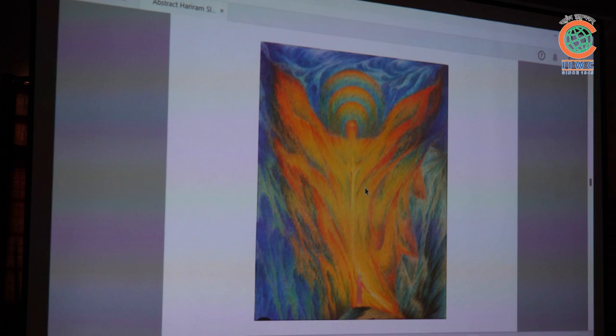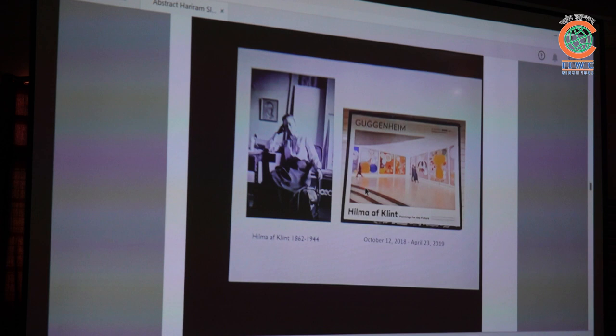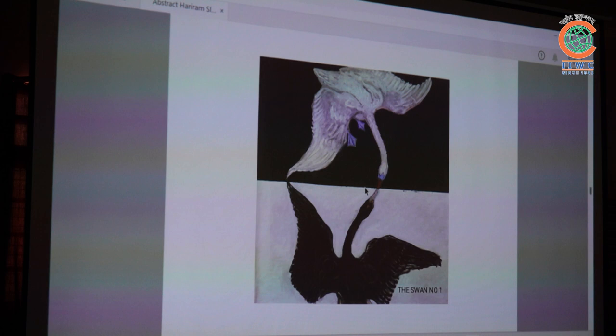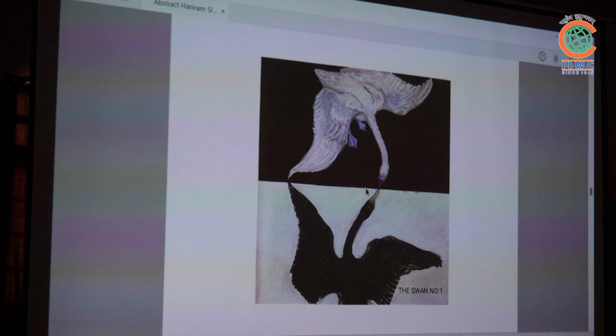So after that, you can see Hilma af Klint. She has exhibited in the Guggenheim those days. And those days, it was the Peggy Guggenheim. Now it's the Solomon Guggenheim. At Peggy Guggenheim, she has exhibited these works, which are almost similar to our tantric painters, you know. So here, she has done this swan. She's done a series of this swan. That is, you know, the upper world. It gets in touch with the upper world or something like that.